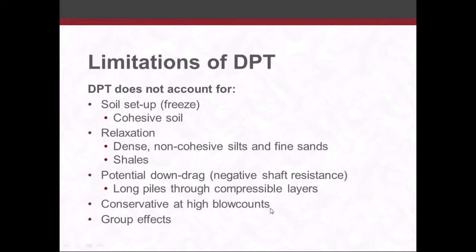One of the things that's important is the results are generally conservative at high blow counts. So we typically like to be in the range of 4 to 8 blows per inch when we're doing the testing. Once the pile gets to higher driving resistances, typically 10 blows an inch, the dynamic tests are typically going to be conservative. And then lastly, we're only testing a single pile. So if there's any group effects for a pile cap, that's something that needs to be also evaluated by the designer.